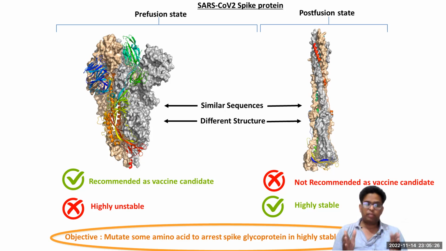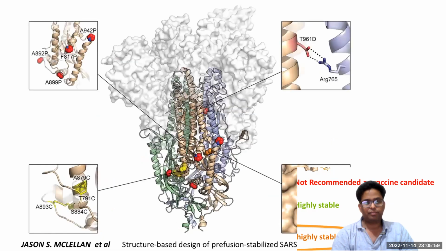If you have a normal wild-type protein and you just express it, the protein will be expressed in the post-fusion state, because it's highly stable. But if you make some changes to this sequence, the antigenic region or epitope region should not change, keeping this in mind, and ultimately you have to make some mutations to arrest the spike protein in the pre-fusion state. So that's the objective. I've tried to explain it in the simplest way possible.